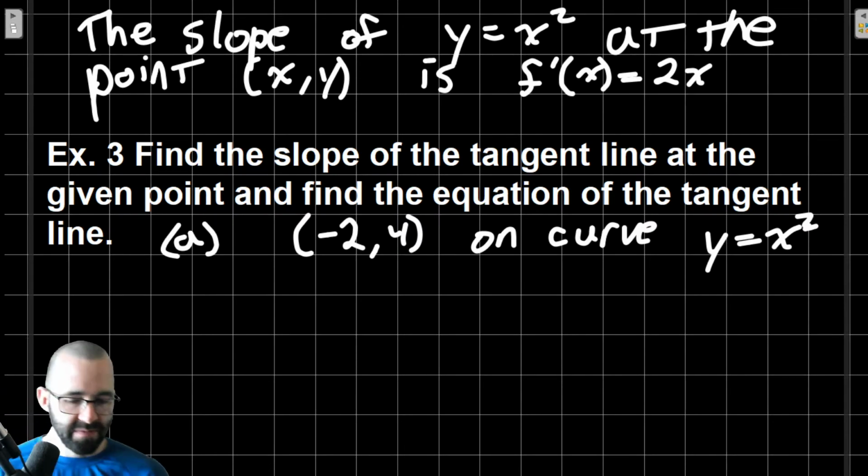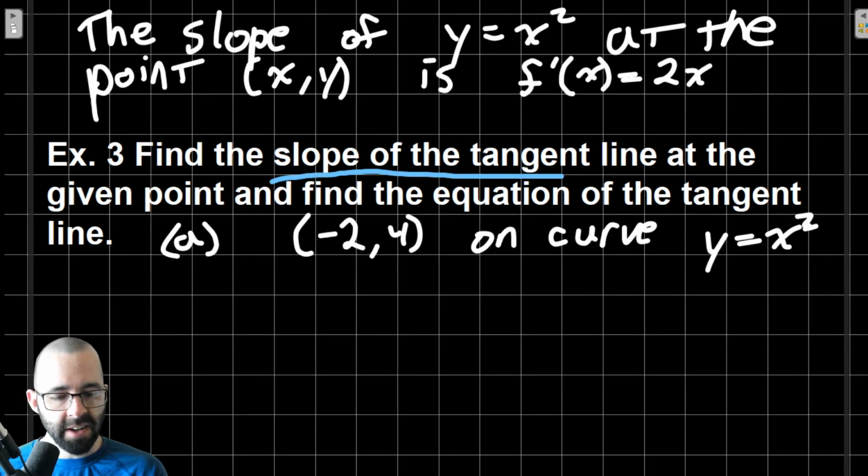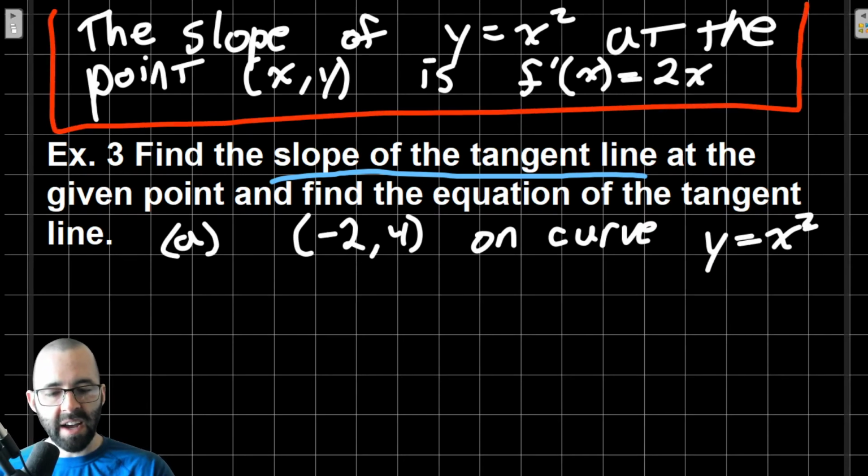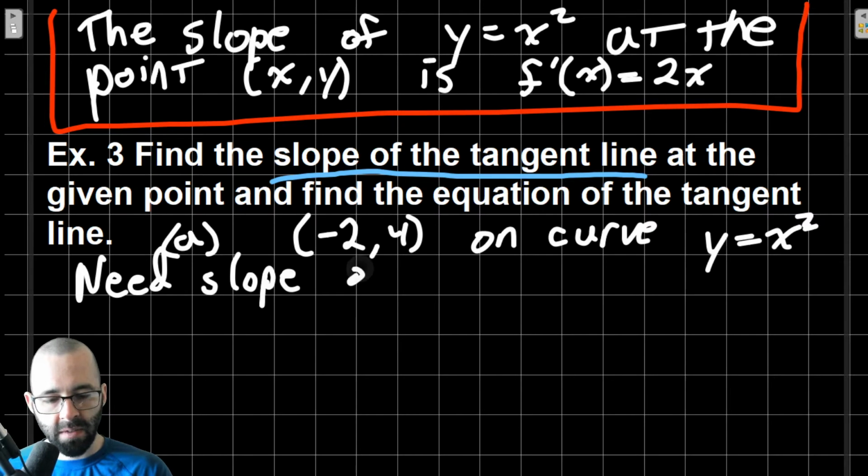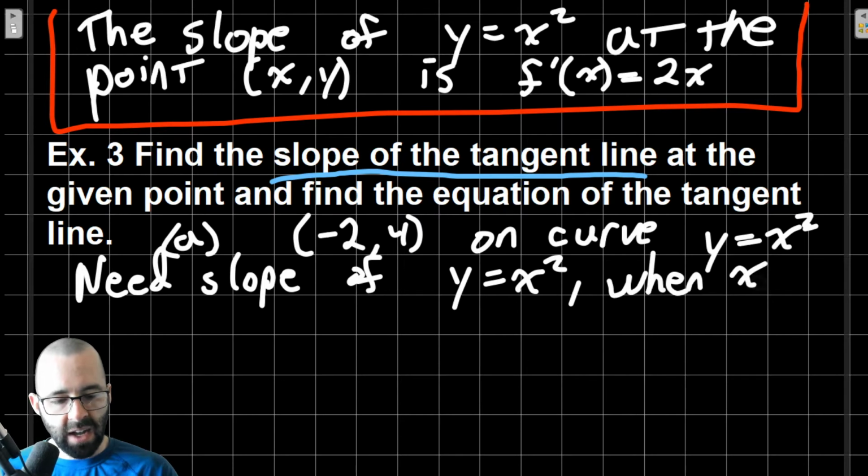Let's see. What do we need to find? What is it asking us to find? Two things. First, find the slope of the tangent line. Well, the slope of the curve is the slope of the tangent line. So how do we find the slope of this curve? We use this handy dandy formula we got up here. The slope of that curve is given by that formula. So we need the slope of y equals x squared when x is equal to -2.